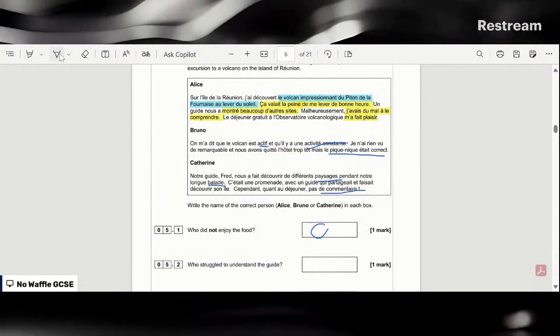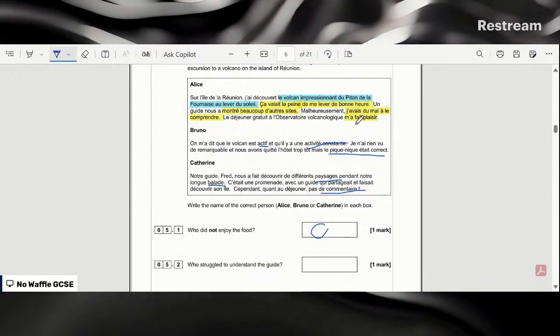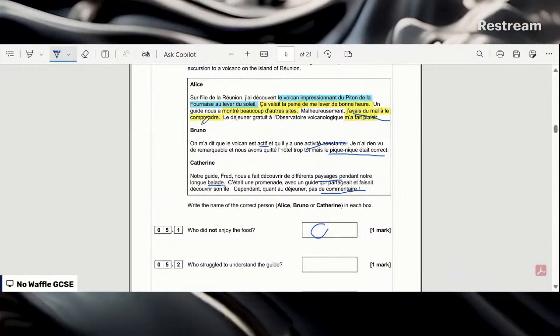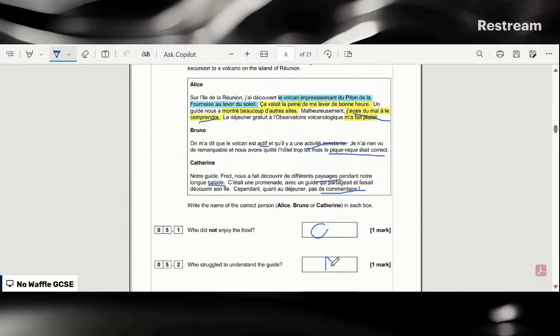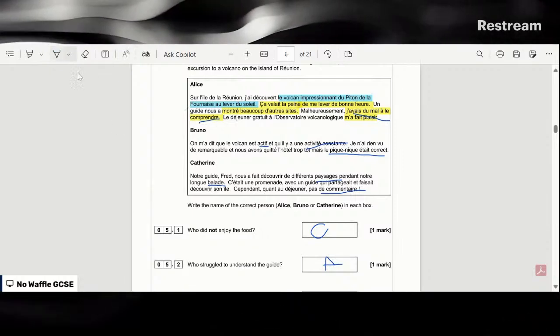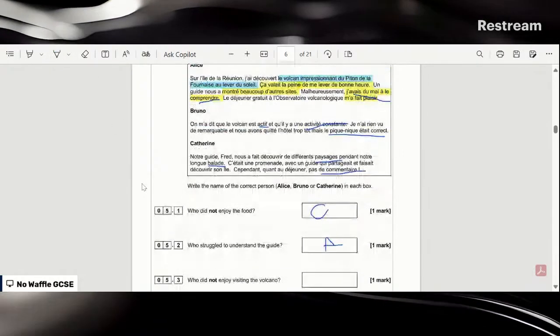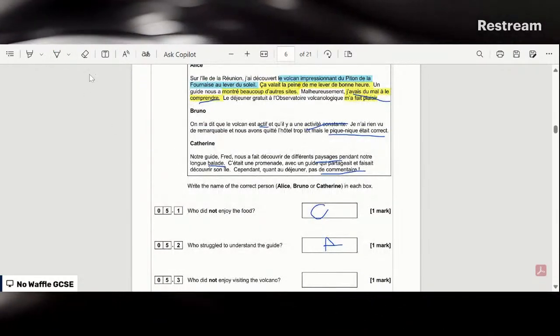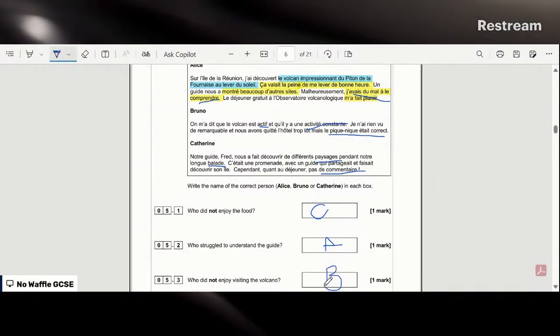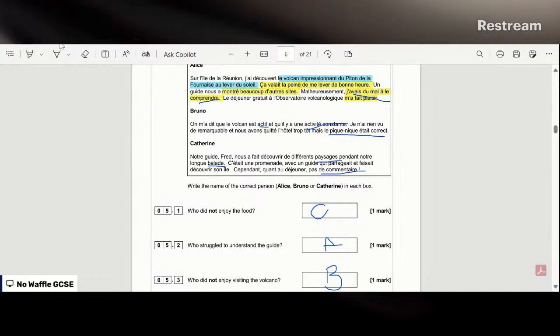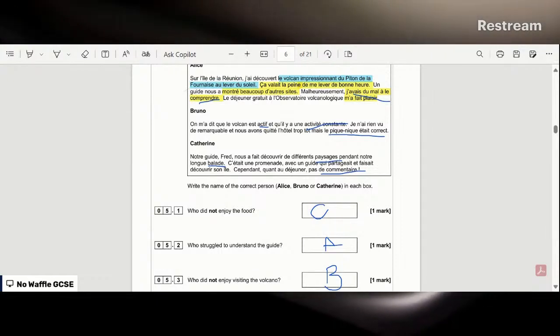Okay, continuing on. Who struggled to understand the guide? Alice, because she said j'avais du mal à le comprendre. She had trouble understanding. Who did not enjoy visiting the volcano? This seems to be Bruno, as they left early because he was told, or he believes, that the volcano should have been active.